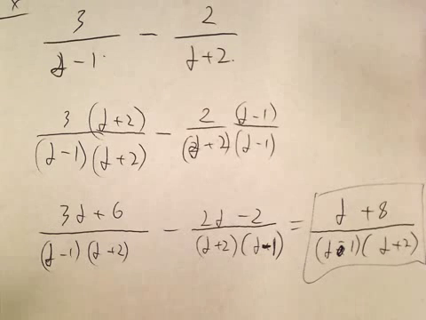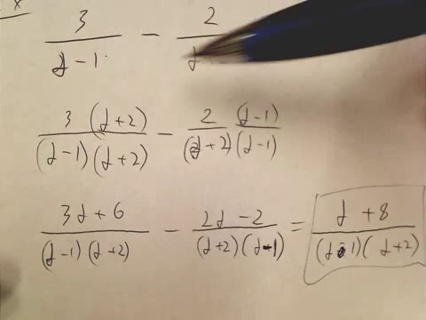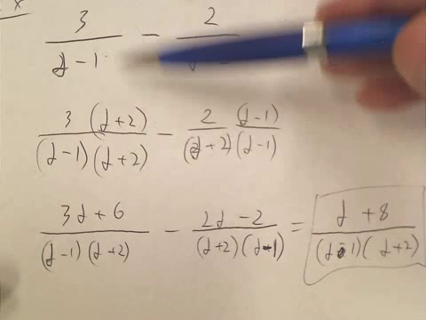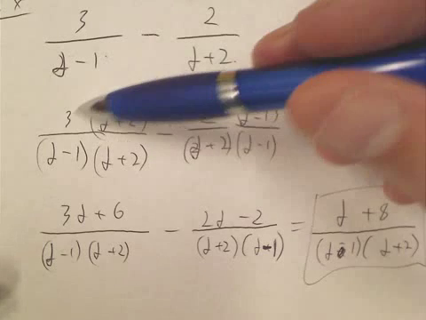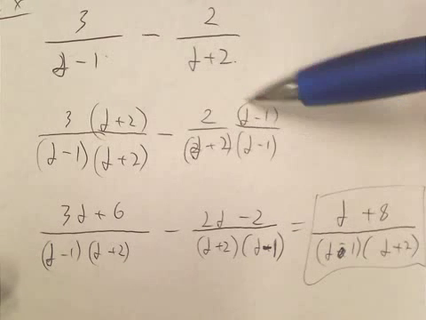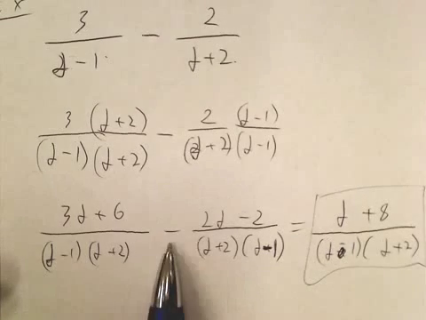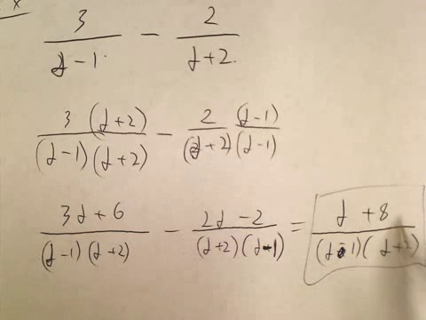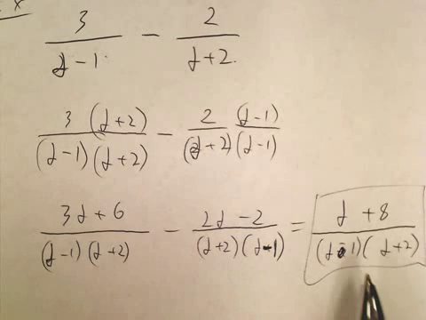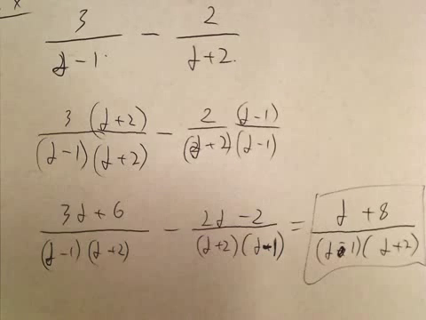So recapping one more time. The first step, multiply by the other denominator. So I took d plus 2 here, d minus 1 here. Distribute the numerators, so 3d plus 6, 2d minus 2, and then perform the operation. If this is subtraction, subtract. If it's addition, add. So I got d plus 8 for my final answer over d minus 1 and d plus 2.